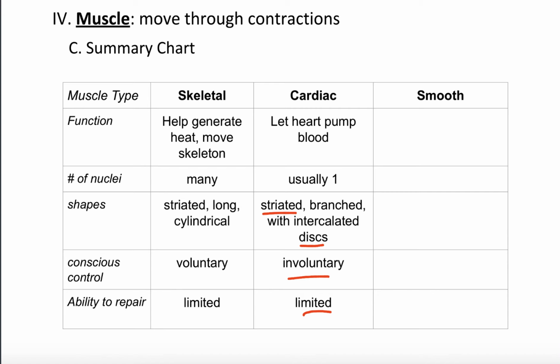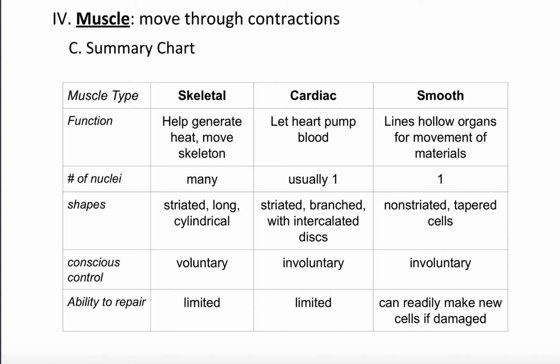While with smooth, it's the only one where you can repair it. It's involuntary like cardiac, but unlike cardiac and skeletal, it's the only muscle type that doesn't have striations, which means it moves a lot slower. It also has a tapered shape. And as a result, because it has slower movement, it's really responsible for the movement of materials in your hollow organs to help create that more controlled, slower motion.